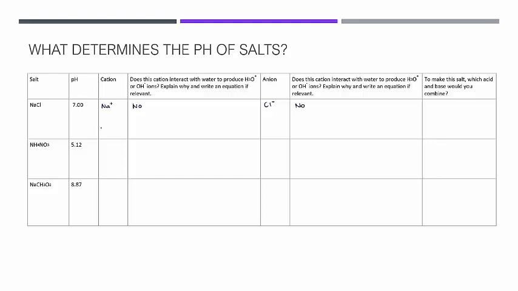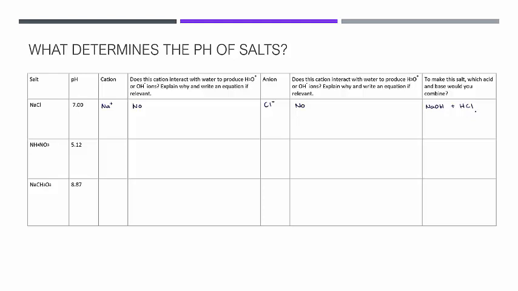So neither the cation nor the chloride ion interacts with water to produce either hydronium or hydroxide ions, so we would expect the pH to be neutral. And then to fill in the last column, to make this salt, which acid and base would you combine? Well, to make sodium chloride, I could combine sodium hydroxide and HCl. Okay, it's a strong base with a strong acid. So we're getting a neutral salt.